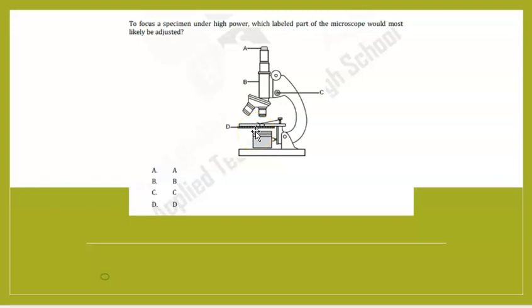Okay, now they're asking you to focus a specimen under high power. Which labeled part of the microscope would most likely be adjusted? Now look here, this one, the eyepiece, has nothing to do with observing anything with high power. C again is part of the arm, nothing to do with resolving power or magnification. D controls the amount of light, nothing to do with the high power. The only thing which has a lens in the whole structure is option A. Okay, the part A. So your answer would be A.